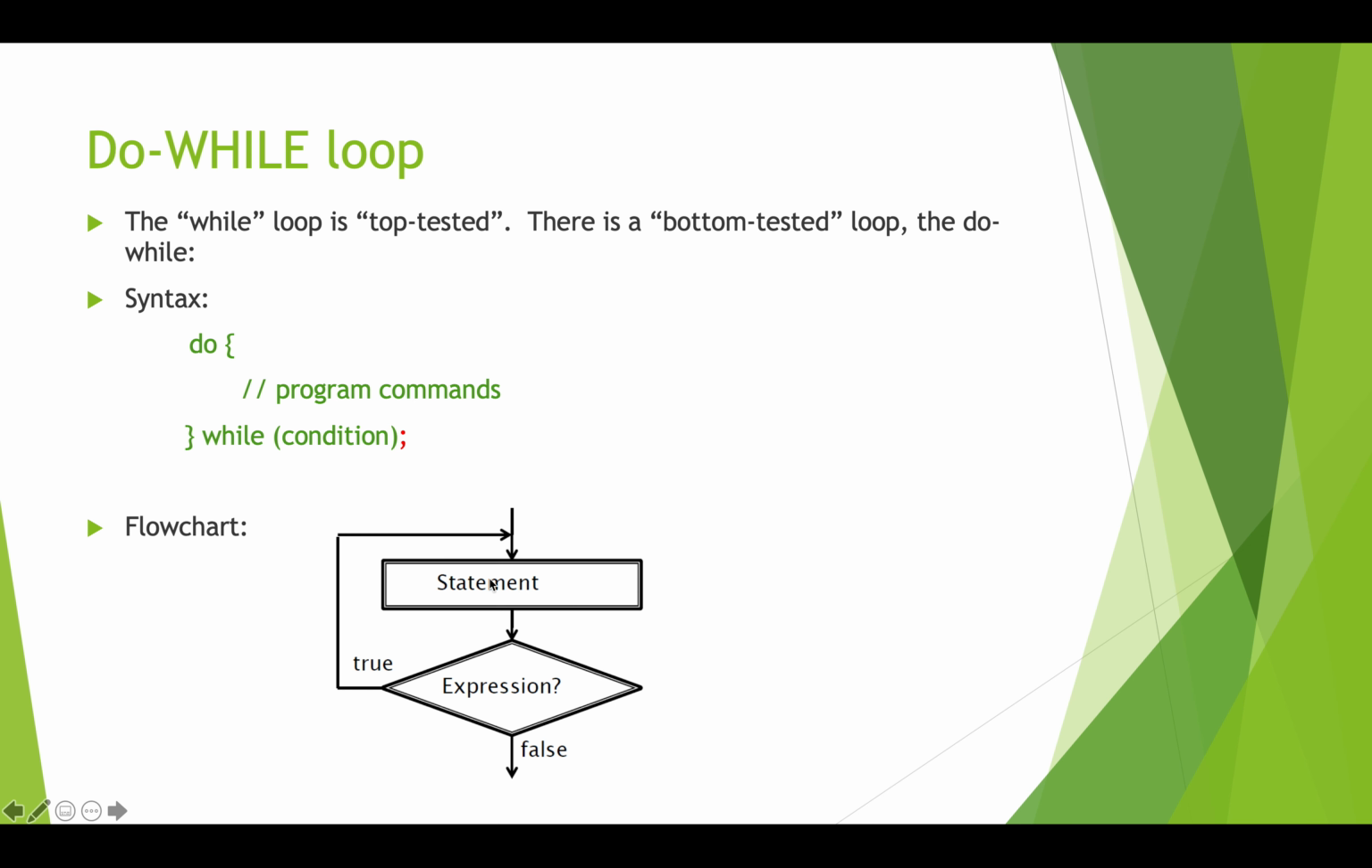And here's a flowchart that explains how it works. We're going to do the program commands, the statement or the code block that's inside the loop once, and then we're going to check the expression, the condition, and if the condition is true, we're going to come back and do it again. And we'll keep on doing this, doing the code block, checking the expression. If the condition's true, we'll come back and do it over and over again. At some point, if it's false, then we leave the loop.